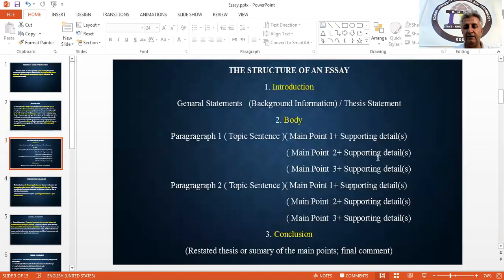This is the structure of an essay, and it starts with an introduction where we write the general statements about the topic and the background information. And there is a thesis statement at the end of the introductory paragraph. We have the body that consists of one or more paragraphs. Each paragraph has a topic sentence. There are some main points with supporting details. And finally, we have a conclusion that restates the thesis or summarizes the main points. And there may be a final comment about the topic.